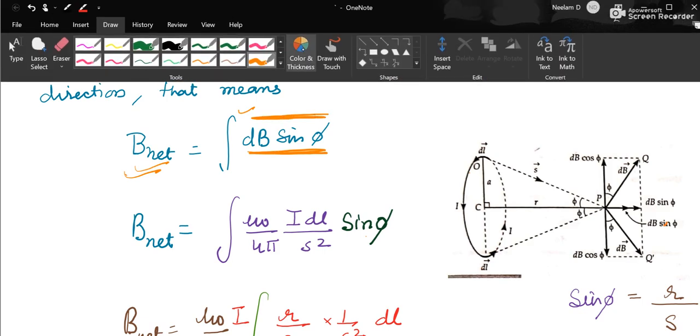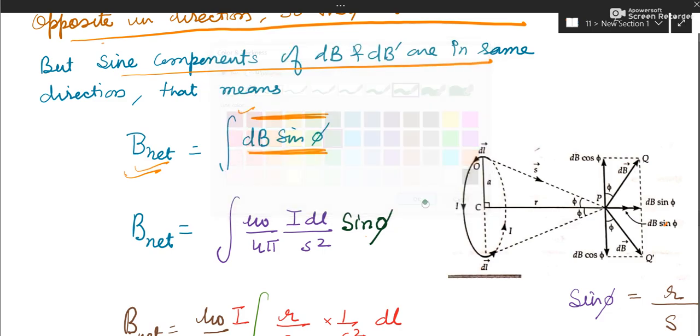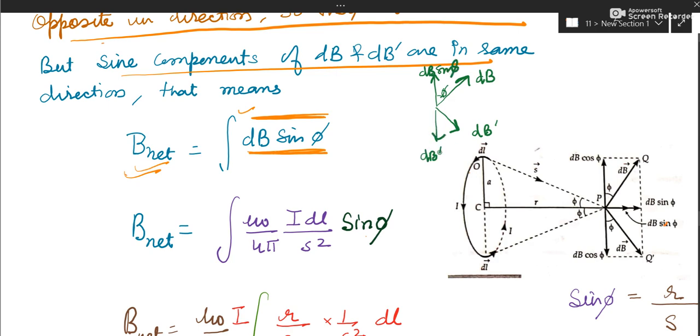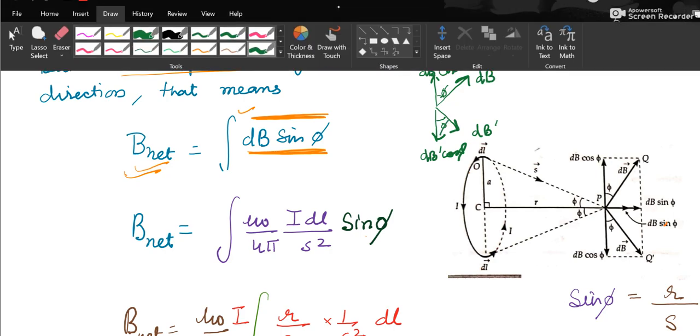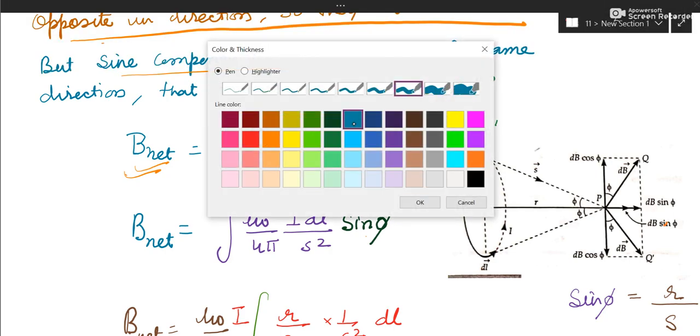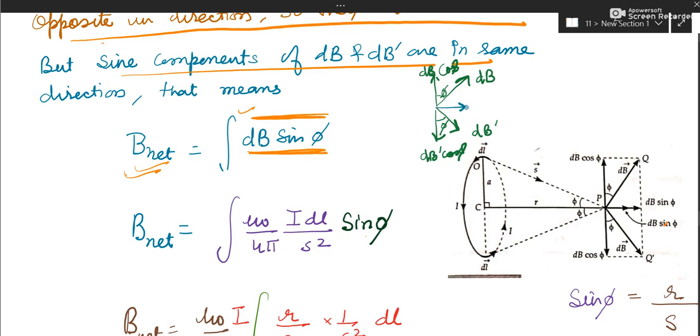If you find that the diagram is not clear, then you can draw a component diagram on your own. This is the magnetic field due to dl, and this is the magnetic field due to the diametrically opposite current element. This is phi, so this is dB cos phi. You can make one separate diagram for the examiner, and this is your dB dash cos phi. The upper one is also cos. And now you can draw the sine components. This is dB sin phi, this is dB dash sin phi. So sine components are getting added up.